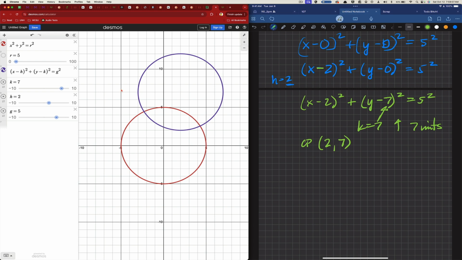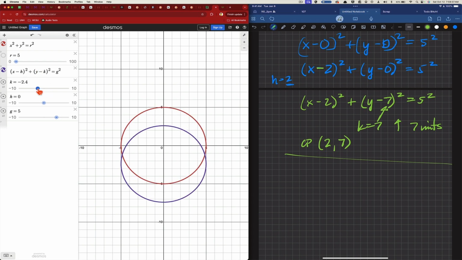Now, if I wanted to, let's go back to zeros. Let's lay the purple one right on top of the red one. And let's say I wanted to shift this down 3 units. So hopefully you can see that I would just take k, which is my vertical shift. It's adjusting this y value, so y minus k. It's being applied to the y value. If I would shift it down 3 units, I'd change this k to negative 3.